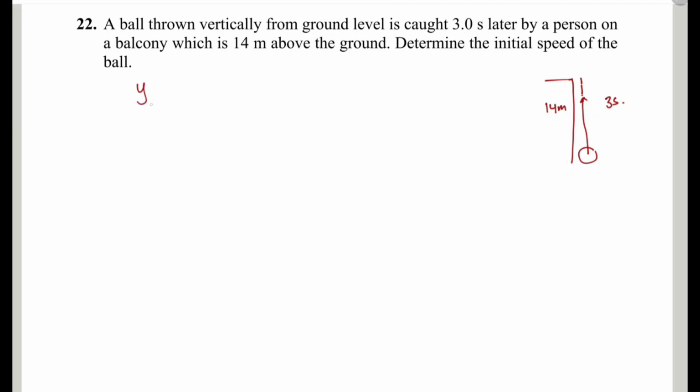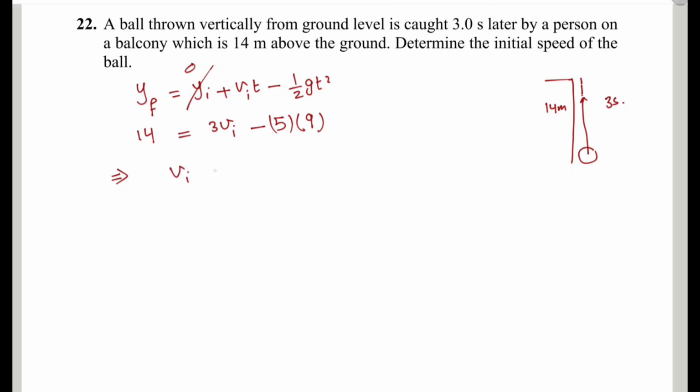Now y final equals y initial plus v initial t minus half g t square. 14 is the final position, equal to 0, the initial position, its origin, plus v initial times 3, minus 5 times t, in this case 3 seconds, squared, it's 9. You substitute this, you will find v initial equal to 59.3, or in other words, v initial equal to 19.7 meters per second.